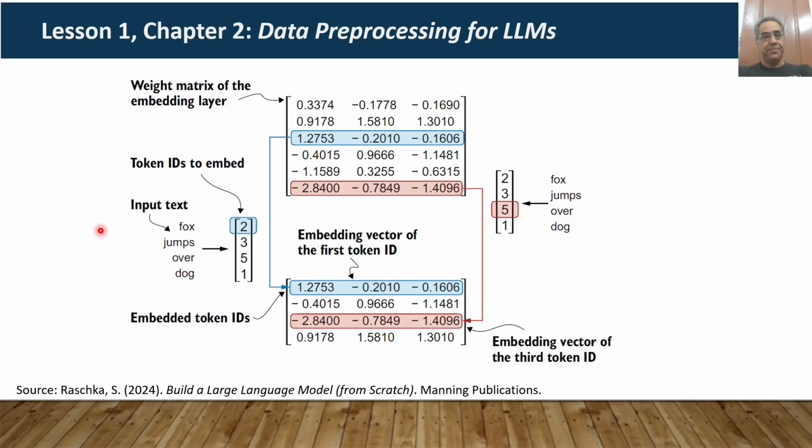For instance, consider a small vocabulary of only 6 tokens, where each token is embedded in a vector of size 3, as shown in this figure. Here, the embedding vector of the token ID 5 is the 6th row of the embedding layer weight matrix.